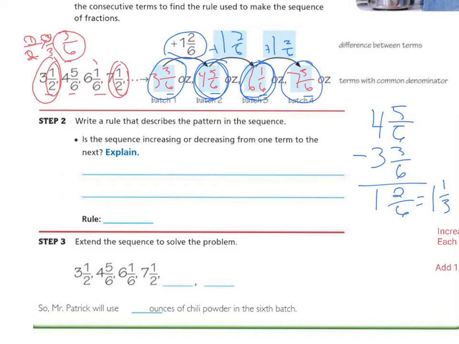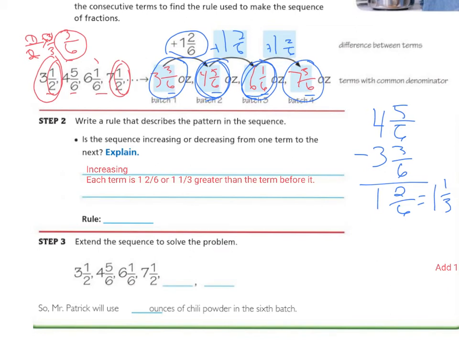So let's write a rule that describes the pattern in the sequence. Well, in the sequence, terms are increasing or decreasing from one term to the next. Well, in this particular one, it was increasing, right? Because we added 1 2/6 or 1 1/3 each time, because each term was 1 2/6 or 1 1/3 greater than the term before it. So what is our rule? Well, our rule is going to be to add 1 1/3, or you could say 1 2/6 if you didn't want to reduce it.